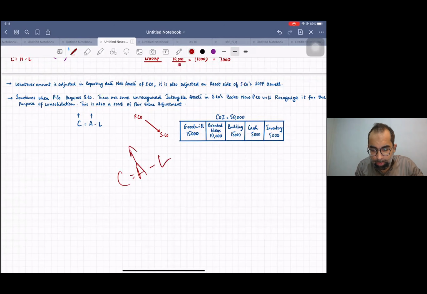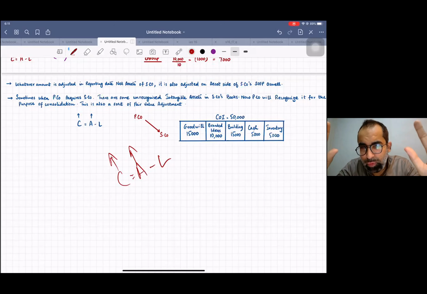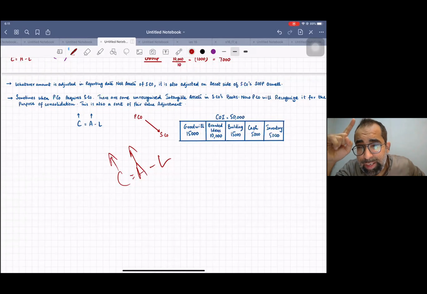It's the same. C is equal to A minus L. Look here, upward asset and upward capital. This will be treated as a normal upward fair value adjustment. And if a finite life of this brand is given, then you need to depreciate that asset in the same way we did.